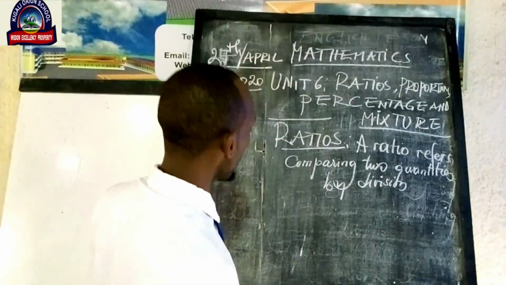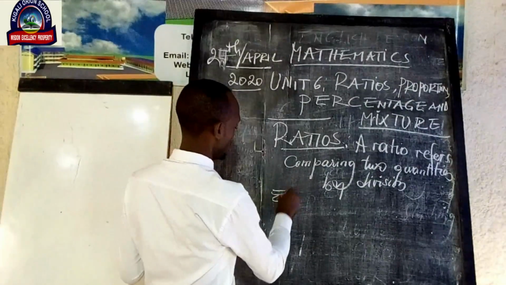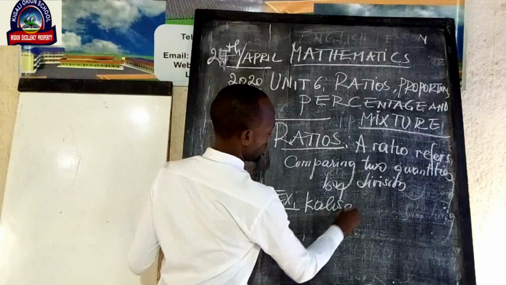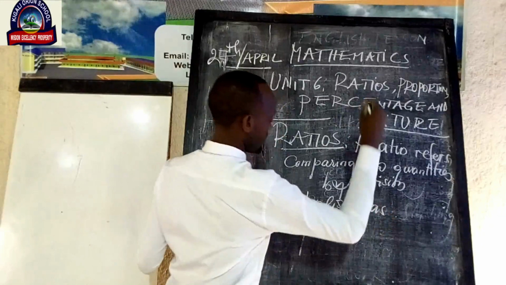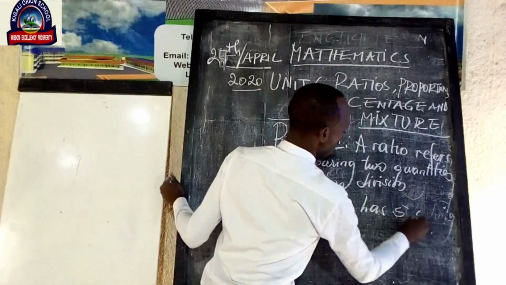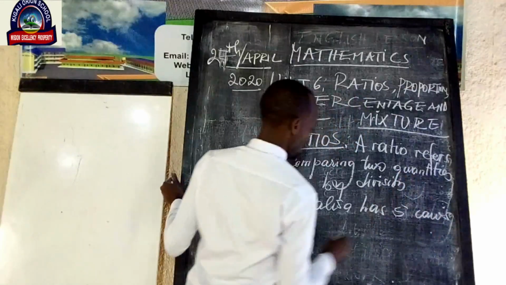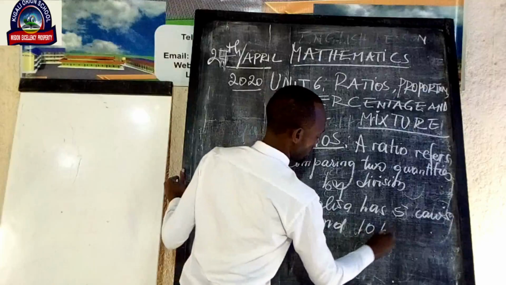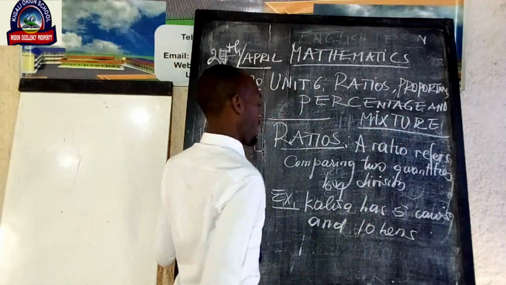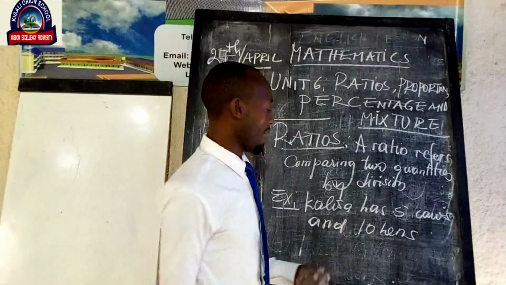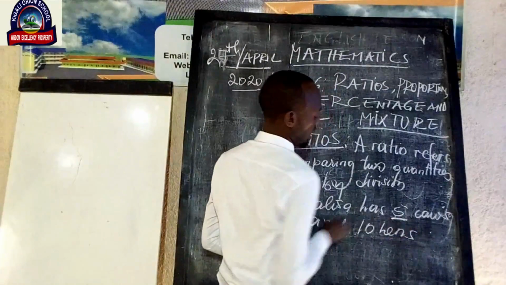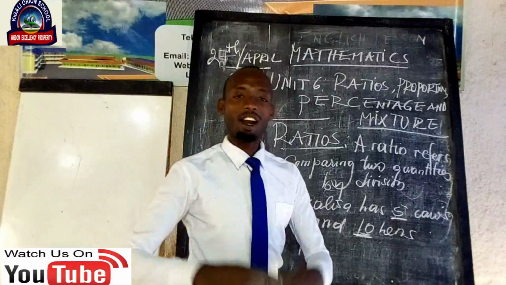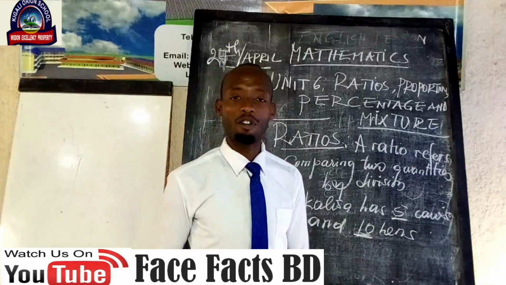Here I'm going to give you an example. Carissa has 5 cows and 10 hens. On the blackboard you have two numbers. Carissa has 5 cows and 10 hens. How can we write this one in form of ratios?